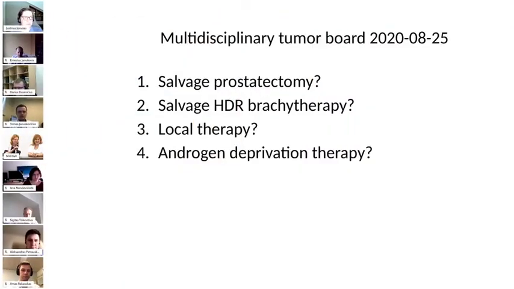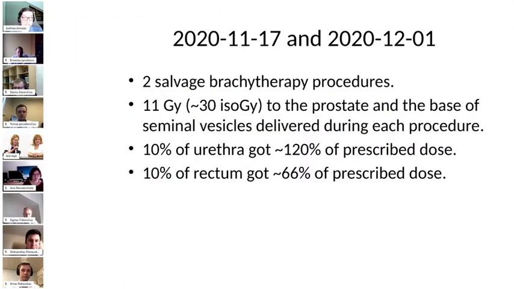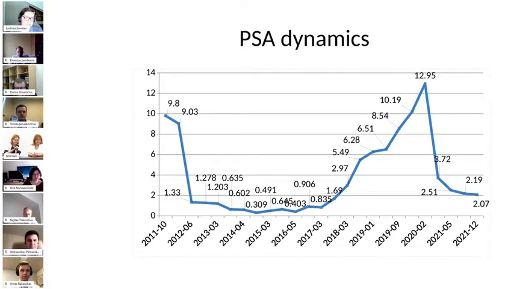Maybe we can have a look at what the MDT decided. It was decided to perform salvage high-dose-rate brachytherapy. Two procedures were executed. 11 grays to the prostate and the base of the seminal vesicles were delivered during each procedure. As we can see from the PSA dynamics, PSA dropped, and currently the patient is under surveillance with a stable PSA level. That's it with this case.